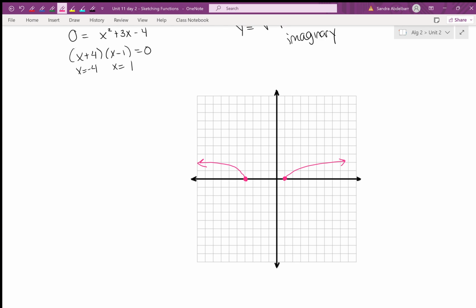Oh, we don't need to find the extra point. Wait, so why is it... No extra points. Why is it not 2 equations? I'm sorry? Why is it not 2 equations? Why is it just 1?